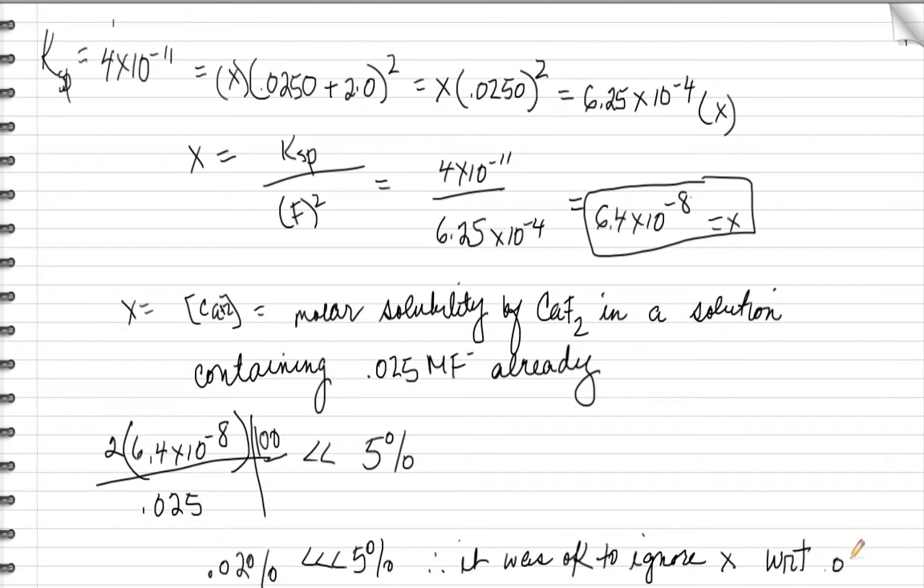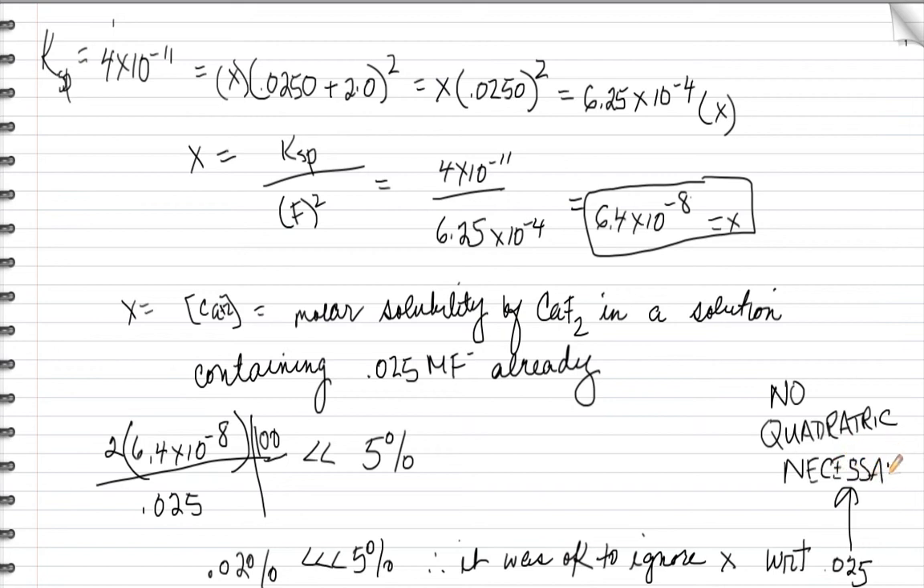Look, it's 0.02%. So it was much less than 5%. You'd be silly to go through all that business of a quadratic. You'd get the same answer, right? So that's why it was okay to ignore it with respect to 0.025. So you should prove that. Don't forget to do that as your last little step.